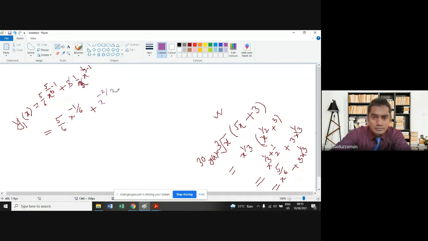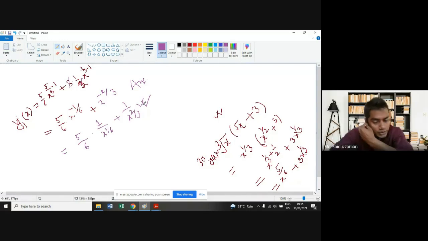So you can write this as the answer, or you can simplify it in another line if you want. That is 5 by 6. You can write 1 by x to the power 1 by 6, and the second term will be 1 by x to the power 2 by 3. You can apply this also. Both are correct. Any question up to this?